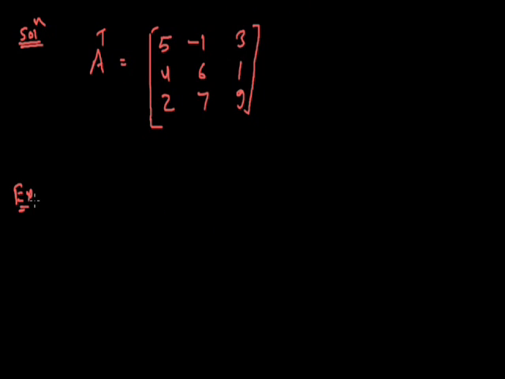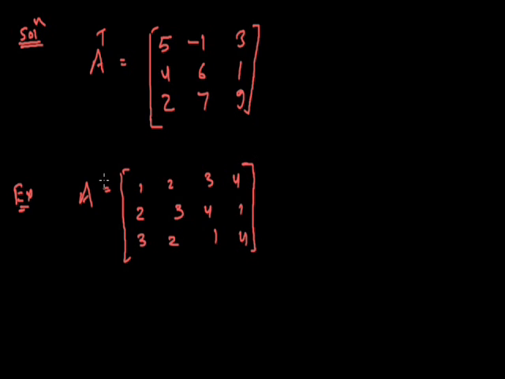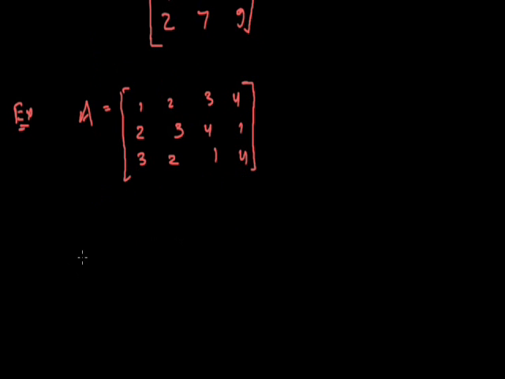So next example, which is based on this. Now if A equals 1, 2, 3, 4, 2, 3, 4, 1, 3, 2, 1, 4, then write down the rows in column form. So the A transpose of this is 1, 2, 3, 4, 2, 3, 4, 1, 3, 2, 1, 4.